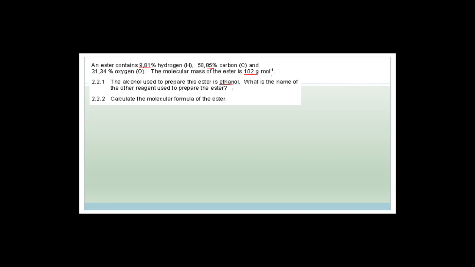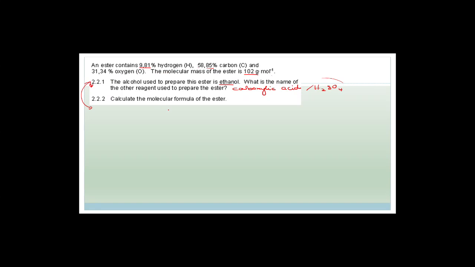So I can't work out what the other reagent will be unless they mean that it will be a carboxylic acid. I cannot work out yet what the actual other reagent is, unless they're talking about sulfuric acid. This is not a very good question. It says, what is the name of the other reagent used to prepare the ester? It is a carboxylic acid. We also use sulfuric acid, but that's not really a reagent because it doesn't participate in the reaction. It only speeds it up and it removes the water. I tell you what, let's work out what the molecular formula for the ester is, and then we can see what the carboxylic acid is. I think maybe these two questions were supposed to be rearranged.